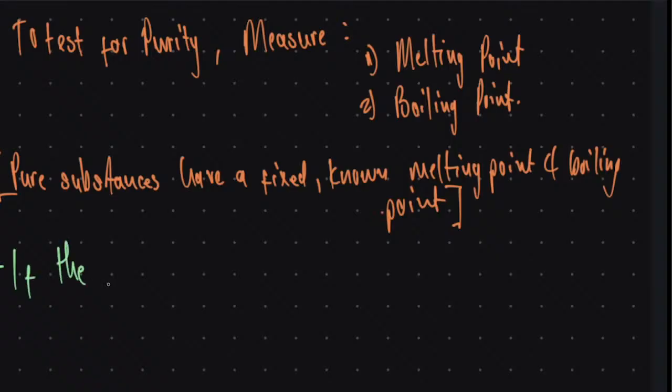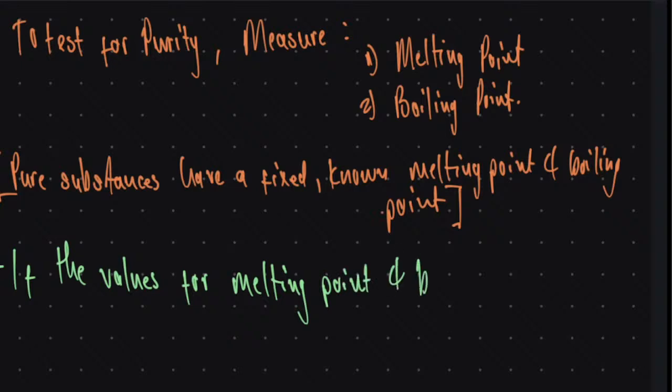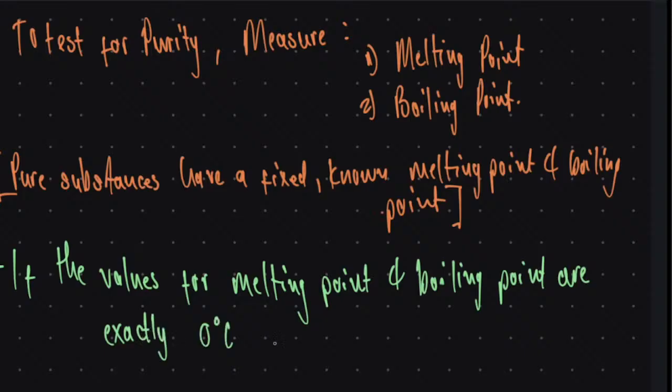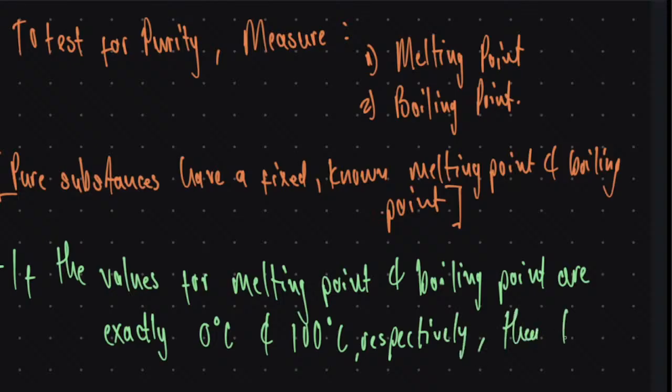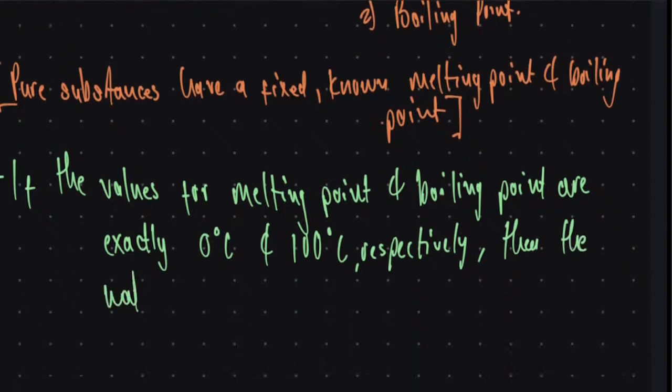If the values for melting point, I keep saying this, and boiling point are exactly 0 degrees Celsius and 100 degrees Celsius, respectively, then the water is pure. If you get these values, then the water is pure.